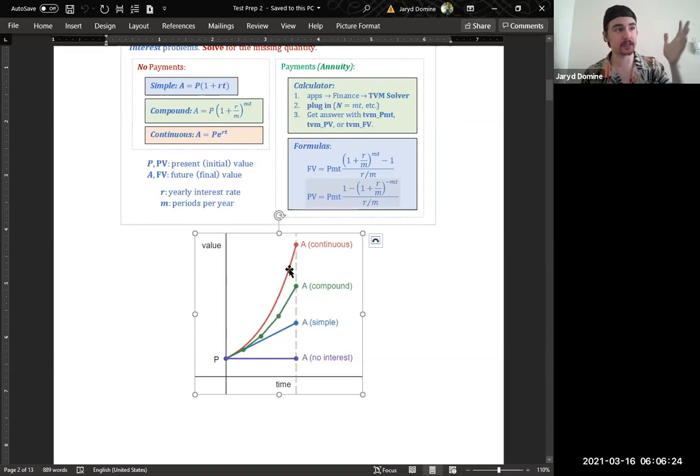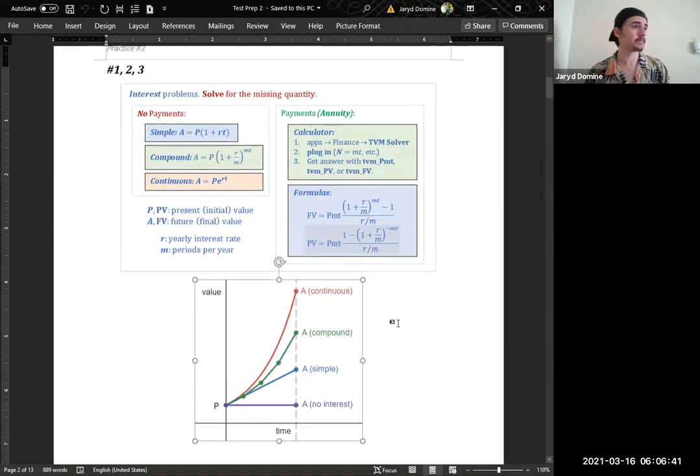And then the last thing you see is continuous. So continuous, usually better than all of them. It means that as soon as you make a cent of interest, it's going straight back into your account to help you earn interest faster. So yeah, that's the difference. Continuous, usually the best. Simple, usually the worst.